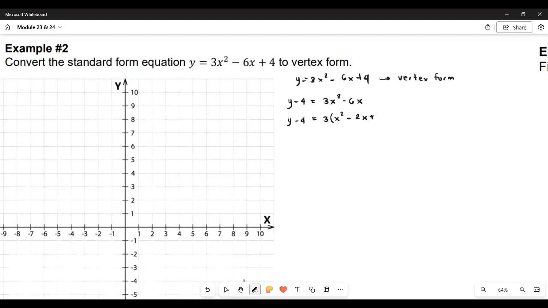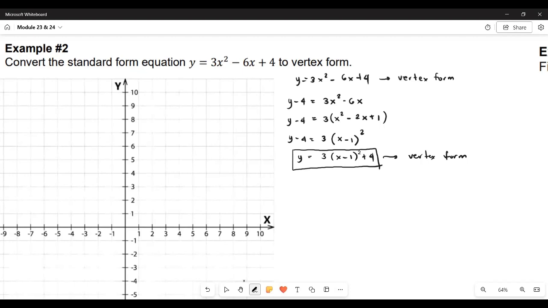Gaya na ginawa natin kanina, get the half of the coefficient of the second term and then square it. So in this case, our coefficient is negative 2. So negative 2 divided by 2 is just negative 1. Get the square of negative 1 is equal to positive 1. Okay? So now we have y minus 4 and then 3. And then gawin natin siya ng square of a binomial. So magiging x minus 1 squared. Okay. So since vertex form ang pinapahanap sa atin, ibalik natin yung 4 sa kabilang side. So magiging y is equal to 3 times x minus 1 squared plus 4. So now we have the vertex form of the given standard form equation.